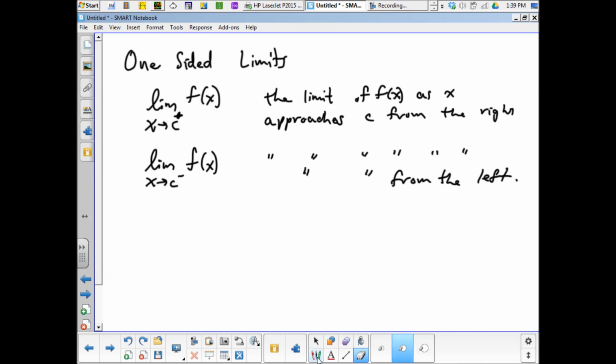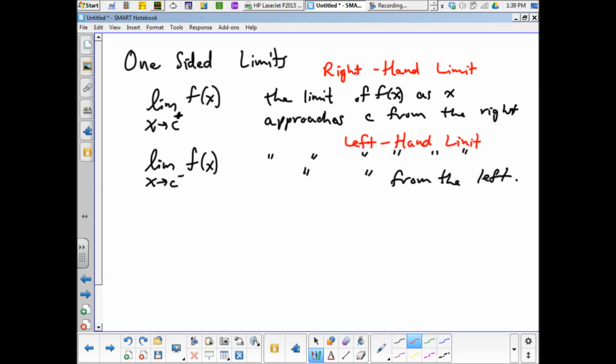Okay, and then just so you know, this is also called right-hand limit and left-hand limit, respectively. So this is called right-hand limit and left-hand limit.